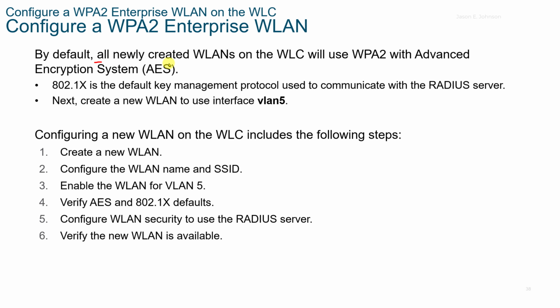By default, all newly created wireless LANs on the controller will use WPA2 with Advanced Encryption Standard, or AES. And 802.1X is the default key management protocol used to communicate with the RADIUS server. And so we're going to create a wireless LAN to use interface VLAN 5. And much like the previous steps, we're going to create it, we're going to configure it, we're going to enable it, then we're going to verify, then we configure the RADIUS server, and then we verify the wireless LAN is available.